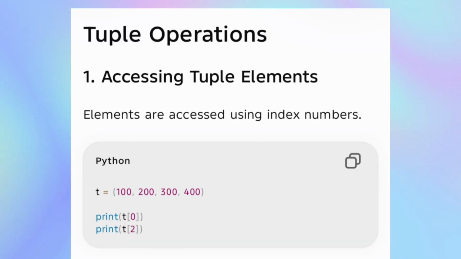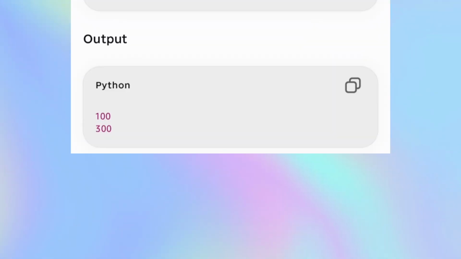Tuple operations. Accessing tuple elements using index numbers: t = (100, 200, 300, 400). Print t[0], print t[2]. 0 means the value is 100, 2 means 300. Based on the index value, we print the tuple value.